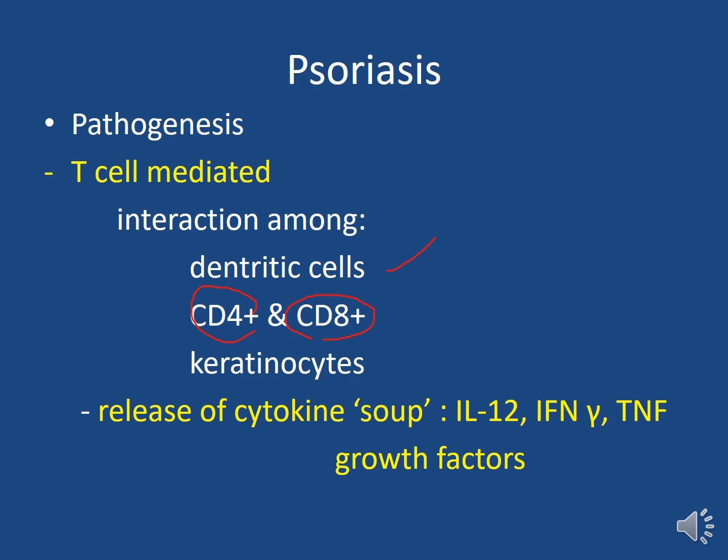So abnormal activation will begin with activation of the CD4 lymphocytes, the CD8 lymphocytes, and then eventually the dendritic cells will become activated, and then the keratinocytes will become activated. All of these cells will be releasing many types of inflammatory mediators and growth factors. These chemicals are now responsible for producing all the abnormalities that will develop in psoriasis.